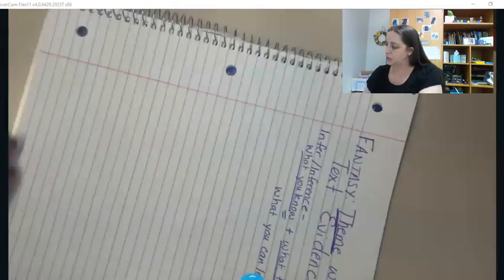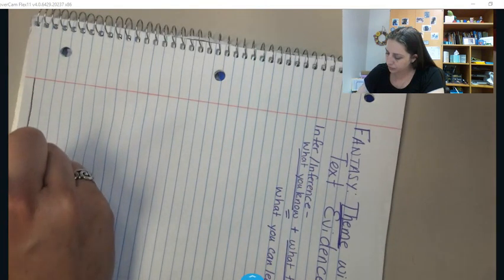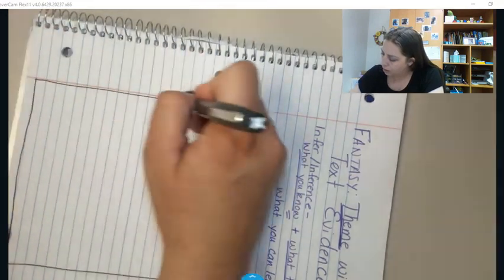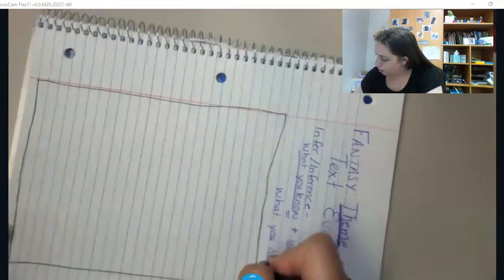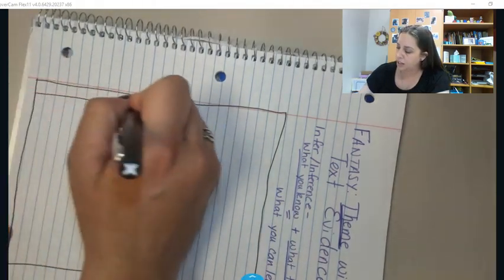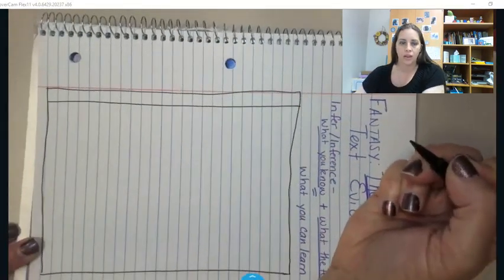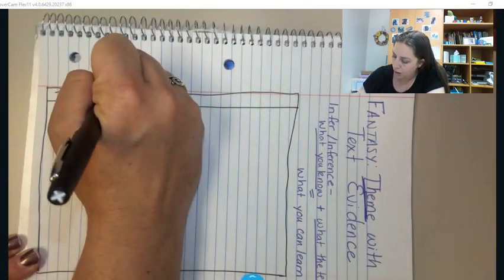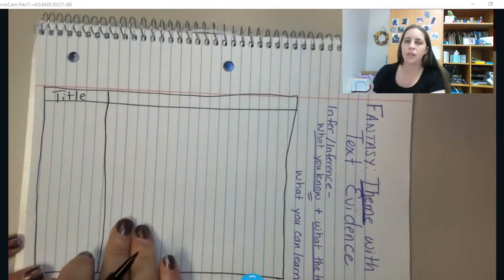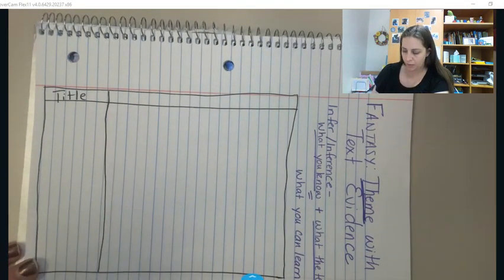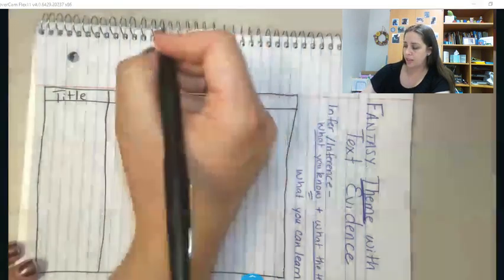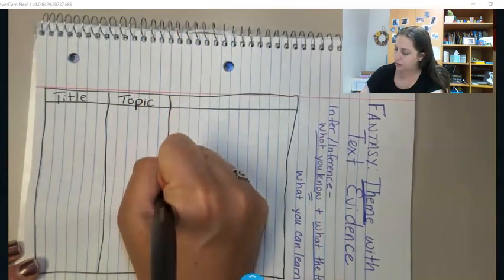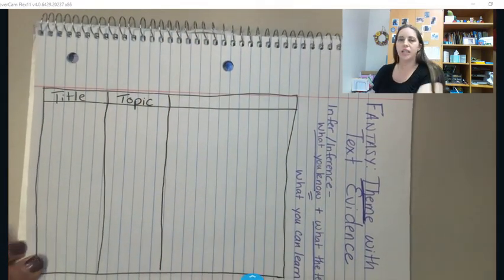So we're going to make our nice, beautiful chart. We're going to make a nice, skinny little line up here. We're going to do title. And then once we figure out which book we're talking about, we need to find the topic. You know, it's been a while, but there is a list of topics in your notebook.